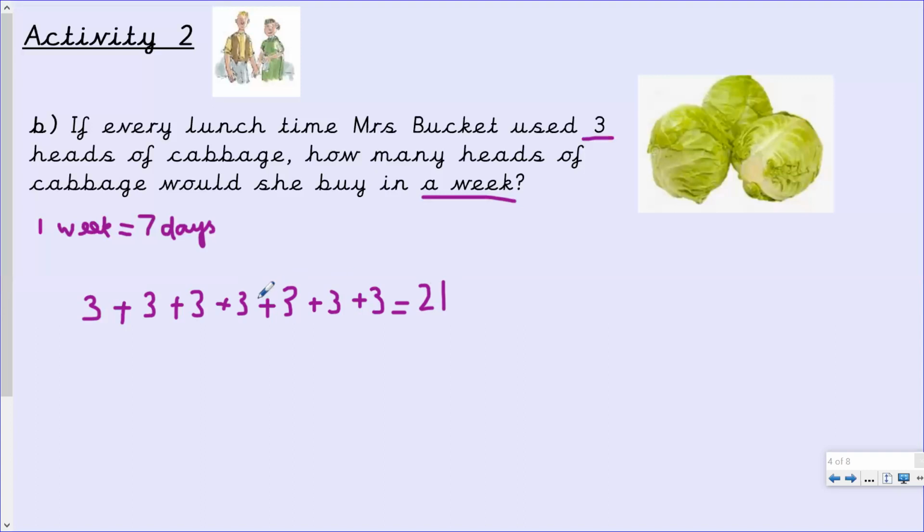Is there another way of representing this? Think about how we answered the previous question. Is there another way other than an addition number sentence to represent this? If you can think of another way, make sure you write it down clearly on your piece of paper before we move on.